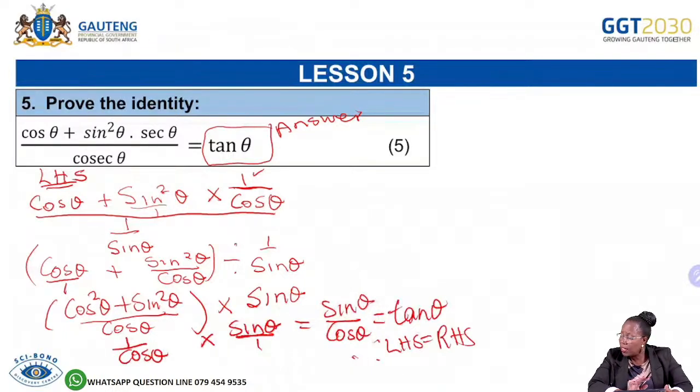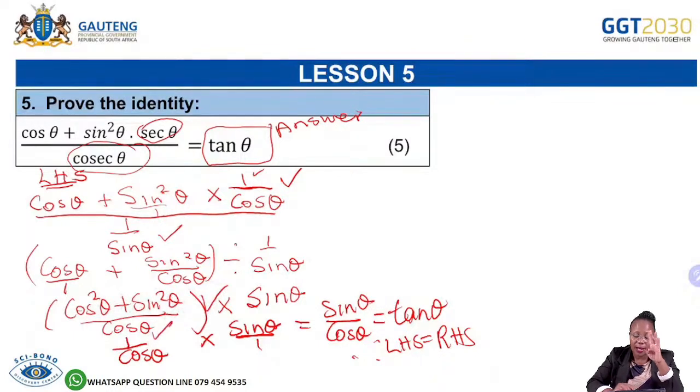And then let's allocate marks now, grade 12. The first mark will be for writing a sec in terms of 1 over cos. The second mark for writing a cosec in terms of 1 over sine. And the third mark is for simplifying and ending up with this LCM simplification. And the fourth mark is for knowing that cos squared plus sine squared is 1. And the last mark will be sine theta over cos theta.